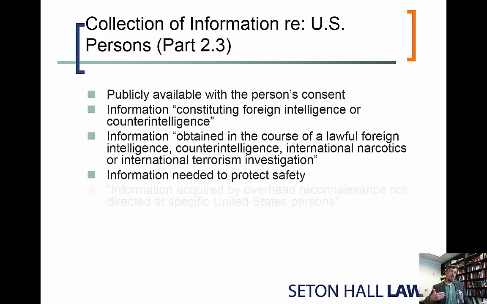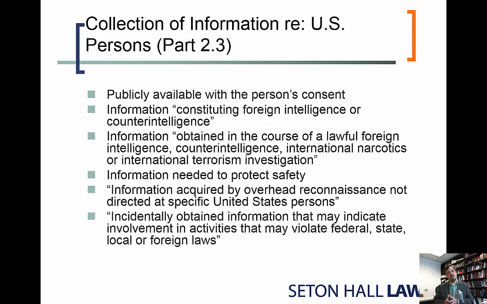So notice that this executive order in Part 2.3 sets out some policies for how the federal government, the executive branch, the NSA, can collect information, signals intelligence, involving U.S. citizens. There's a long list of things, and I've just pulled out a few to highlight for you. Information that's publicly available is always going to be really not subject to any protection. Notice there are some broad categories of information that could constitute foreign intelligence or counterintelligence information, information obtained in lawful foreign intelligence or counterintelligence, information needed to protect the public safety, information acquired by overhead reconnaissance.